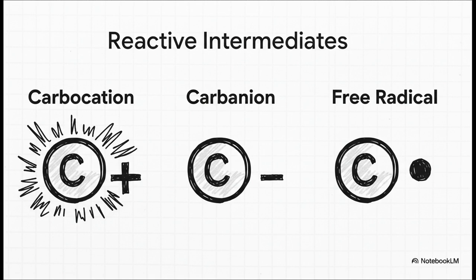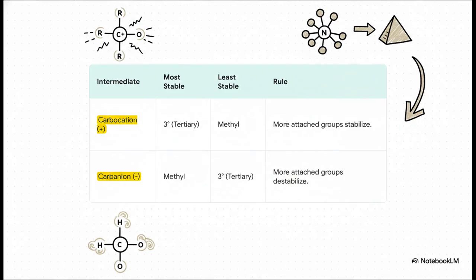You might get a carbocation, which has a positive charge, a carbanion with a negative charge, or a free radical, which has a lonely, unpaired electron. The stability of these little guys determines which reaction pathway is easiest for the molecule to follow. And this is where structure has a direct, massive impact. For a carbocation, with its positive charge, it's happiest, most stable, when the charged carbon is connected to 3 other carbon groups. Those neighbors help spread out and stabilize that charge.